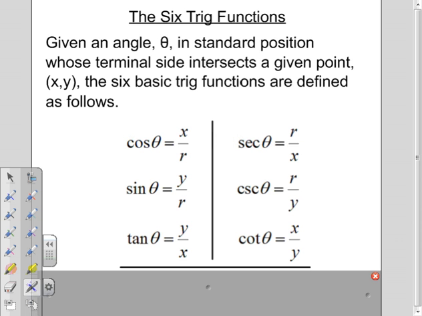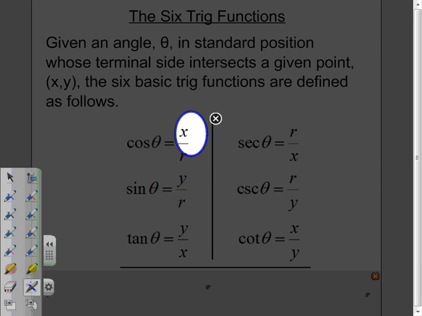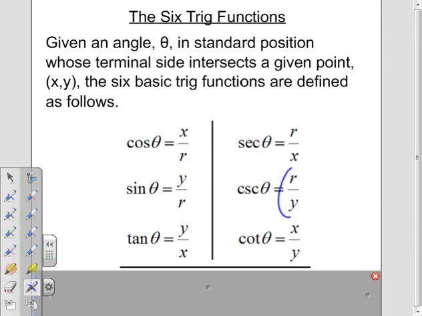The cosine of theta is x divided by r, sine of theta is y divided by r, tangent of theta is y divided by x. And then notice here, the 3 on the right are in fact just the reciprocals of the ones on the left. Okay? So you see here that we have this nature of reciprocals. Secant of theta is r over x, cosecant of theta is r over y, cotangent of theta is x over y.